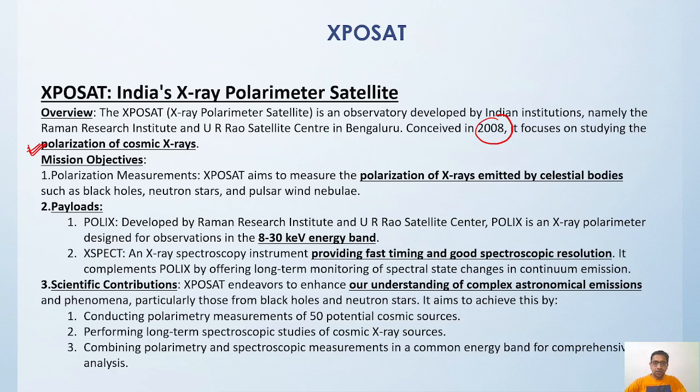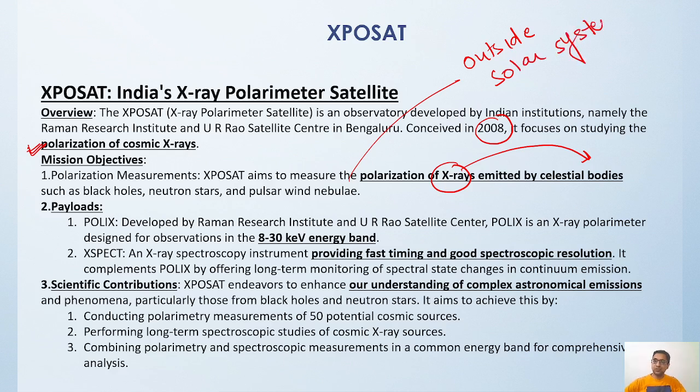So, a very important mission, especially focusing on a type of spectrum called cosmic X-rays, because these X-rays are being emitted by celestial bodies, maybe black holes, neutron stars, pulsar nebulae, which are outside our solar system. This will be helpful in studying how our universe came into being, because right now we know it is because of the Big Bang. So we are trying to study these cosmic X-rays with the help of the XPoSat satellite.